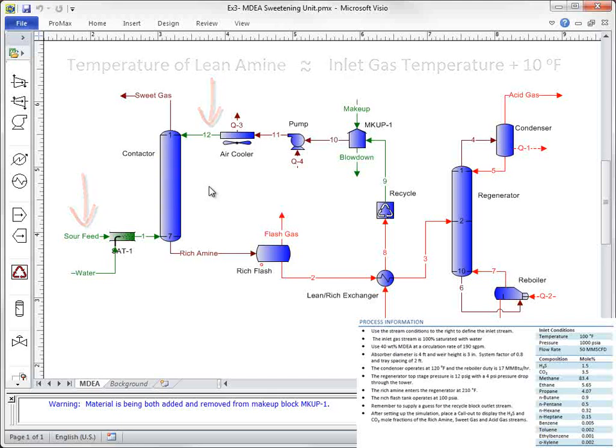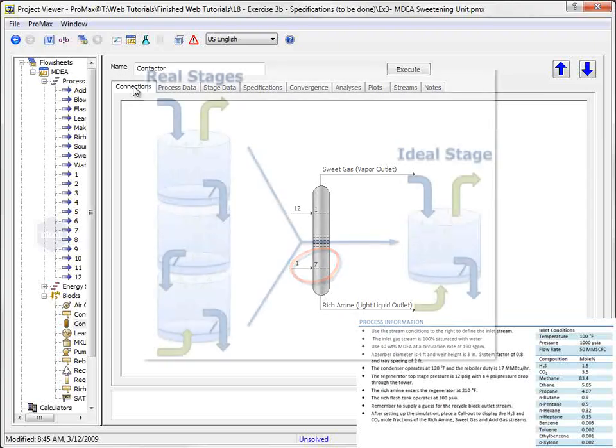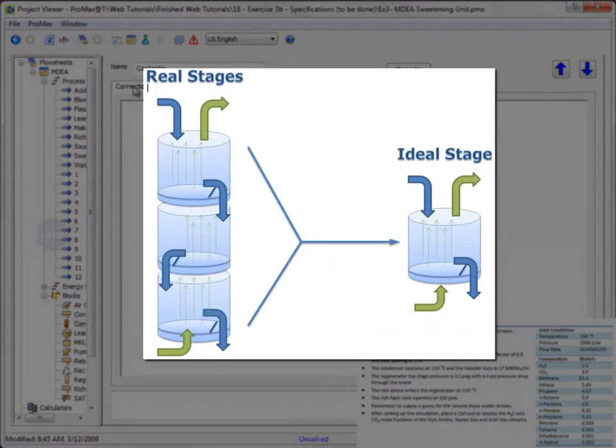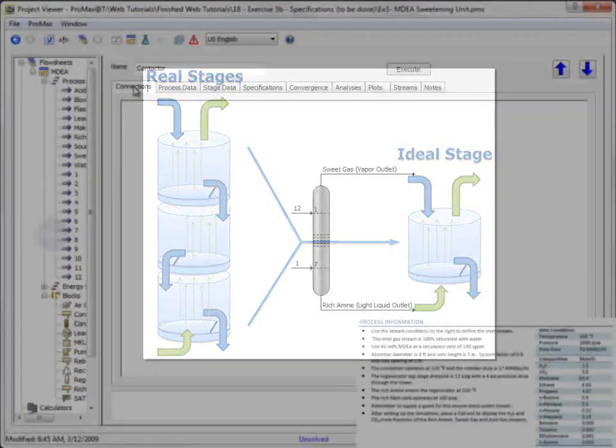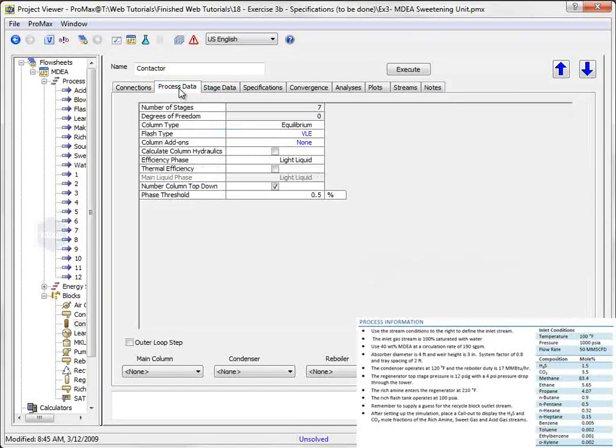Now we can take a look at the absorber. The column has been set up using 7 ideal stages. Since the real to ideal stage ratio is typically 3 for an amine absorber, as detailed in the previous tutorial, this corresponds to approximately 21 real trays. Now, on the Process Data tab, we should set this to be a T-Suite Kinetics tower type.